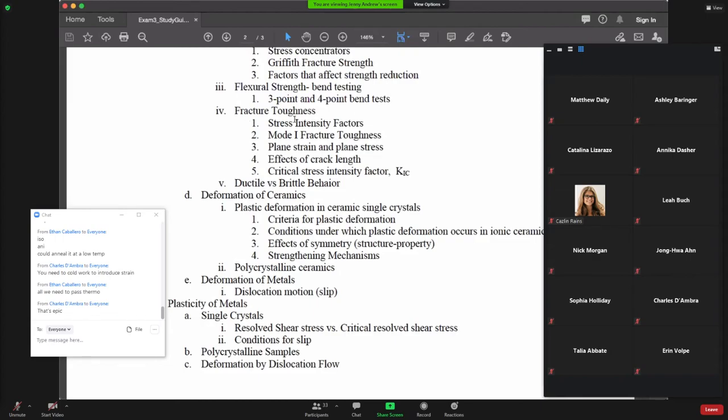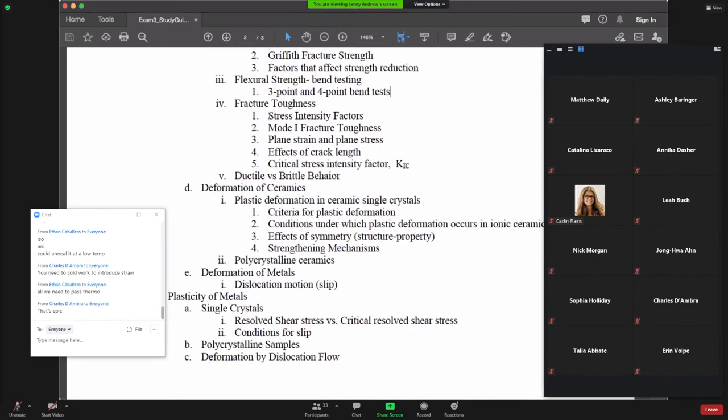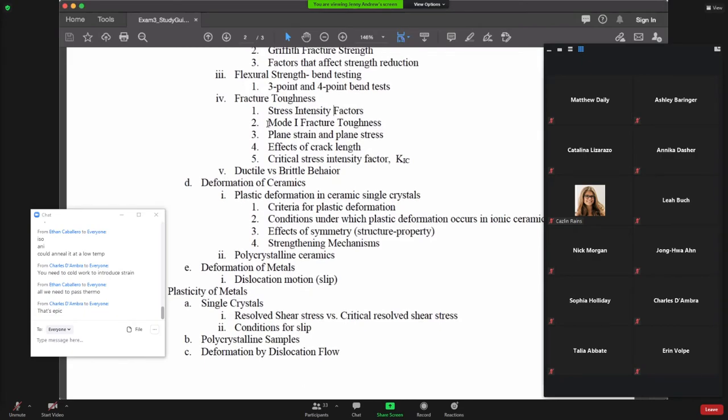We then talked about our fracture toughness, and this is where we really look at, okay, we have materials, they have flaws. What's the magnitude of the stress intensity or the concentration? The fracture toughness has these kind of squirrely units of megapascals per square root meter. We spent a lot of time talking about mode 1 fracture toughness, where the mode has to do with the manner in which the crack is opening.